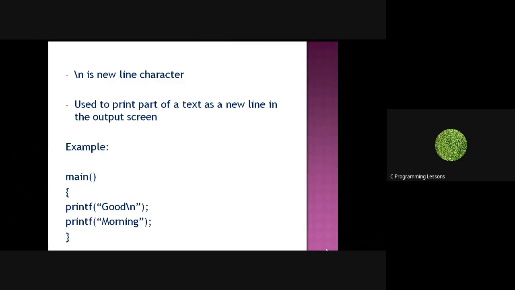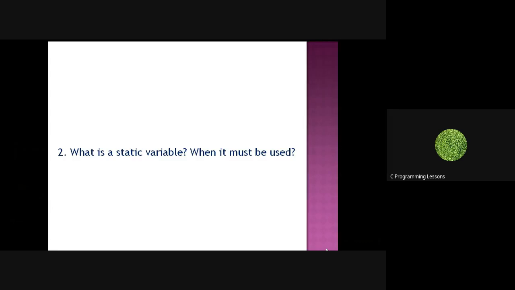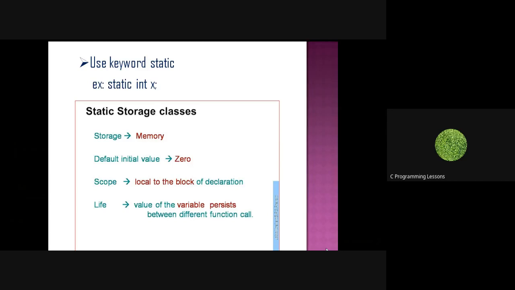as another line. Our next question is, what is a static variable and when is it used? Static variables can be declared with the help of the statement static int x. Now, x is an integer variable which is of type static. Now, this gets the following properties.